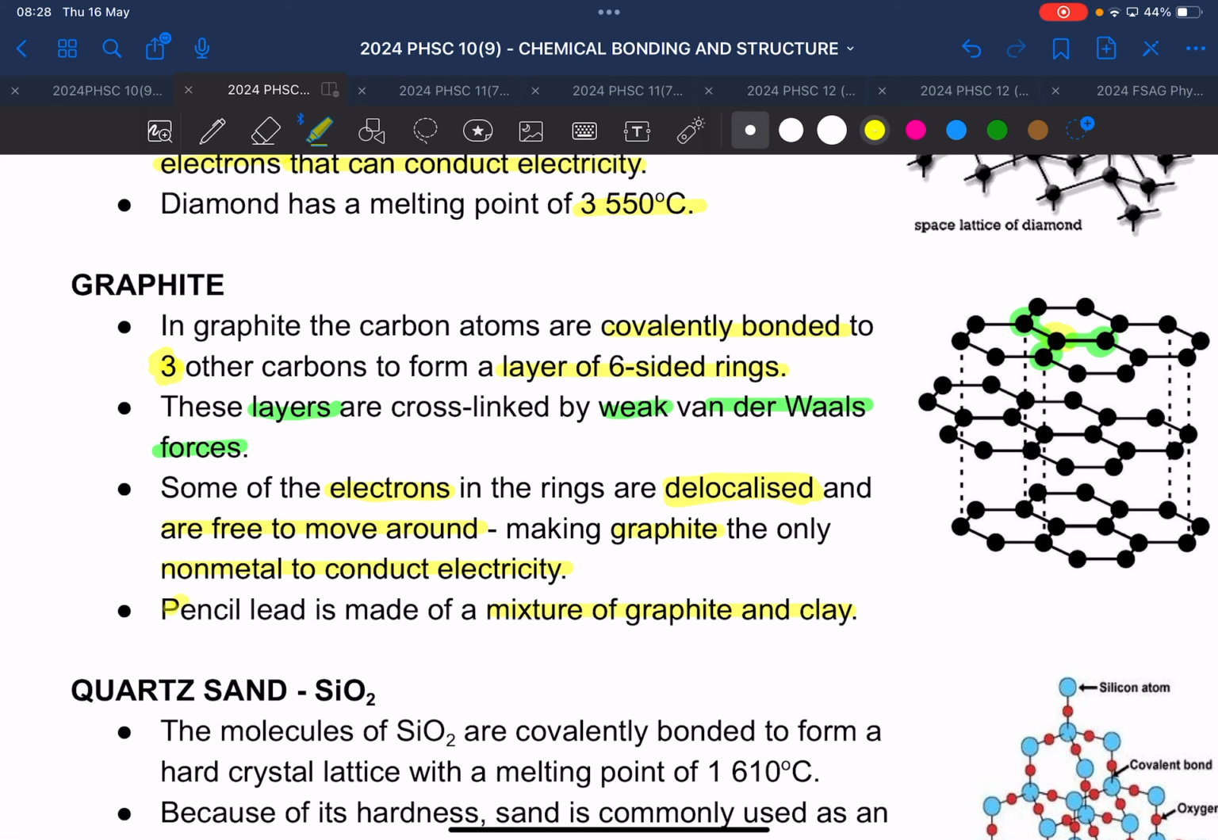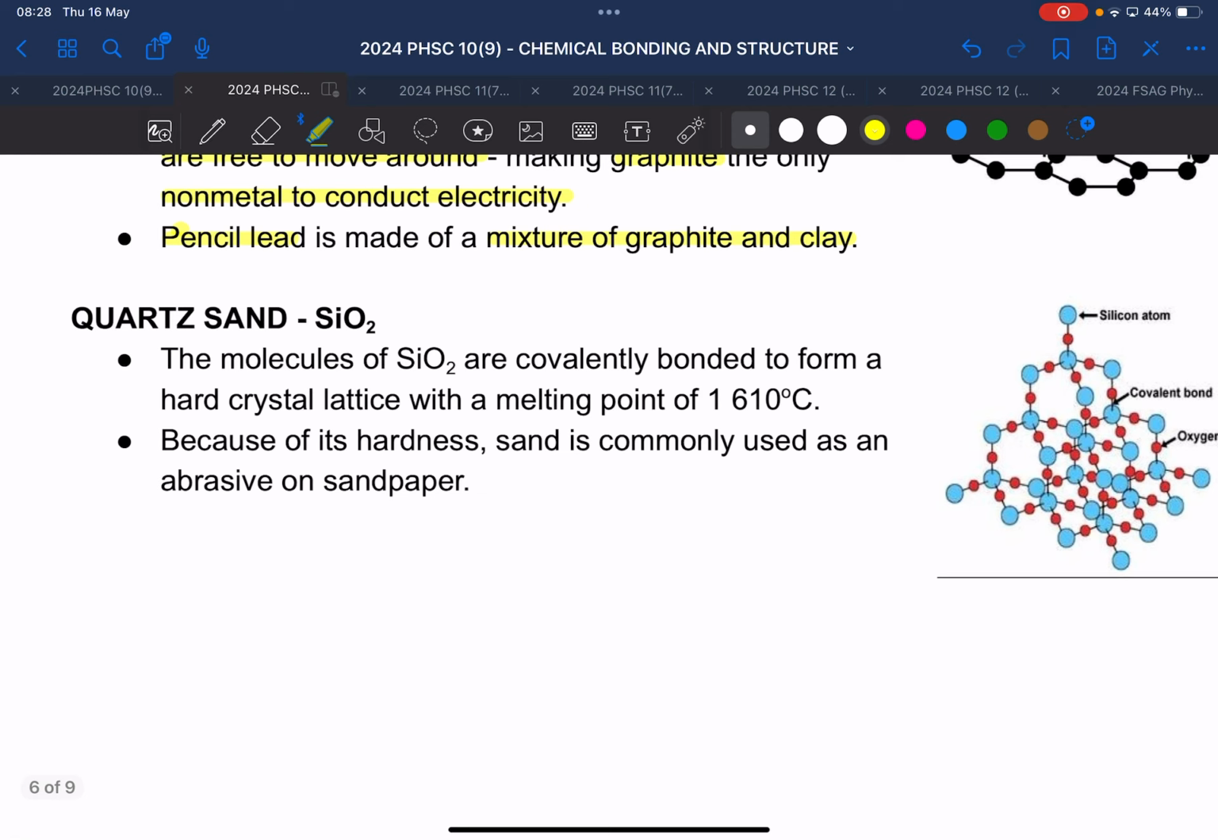Okay. Last example we have is quartz sand. These are silicon oxide, right? SiO2. And they are covalently bonded to form a hard crystal lattice, okay, with a melting point of 1610 degrees Celsius. So it's not important for you guys to know what these melting points are. It's just to tell you they are extremely strongly bonded, so it's very difficult to break these bonds. Okay, so because it is such a hard substance, okay, this quartz sand is used as the abrasive on sandpaper.